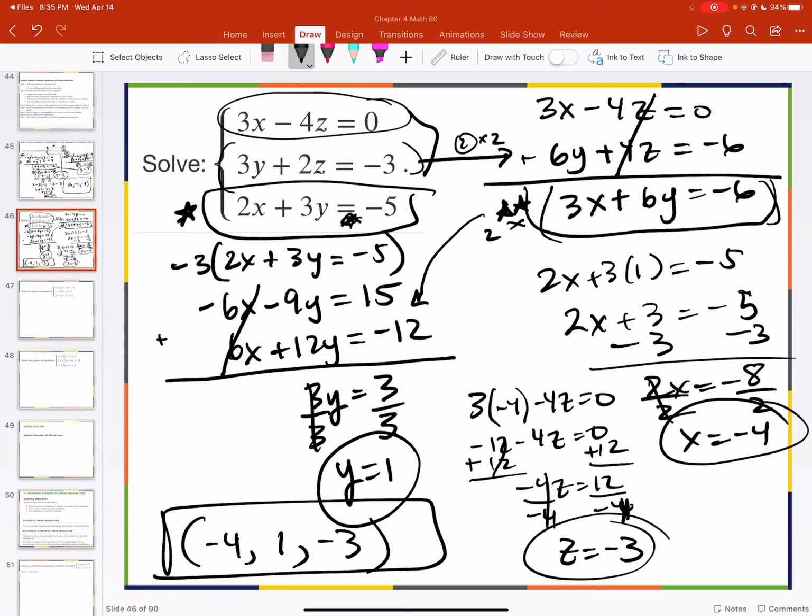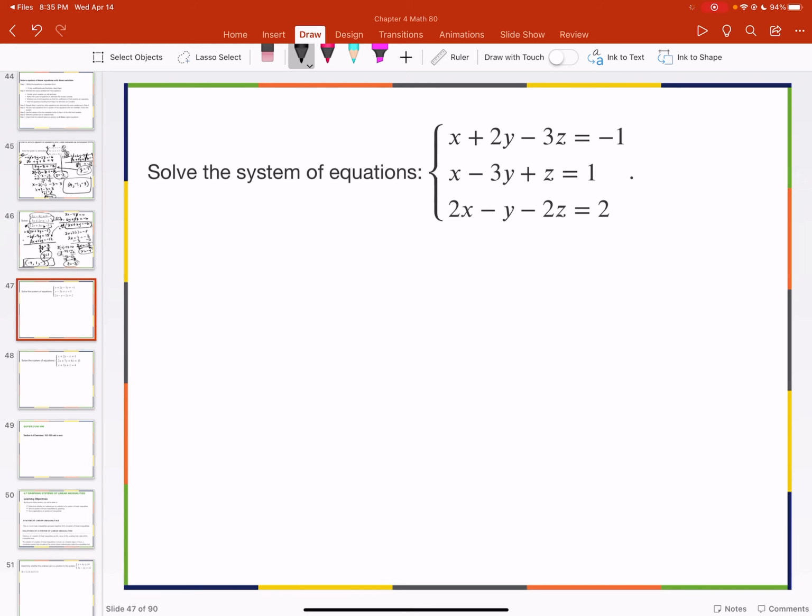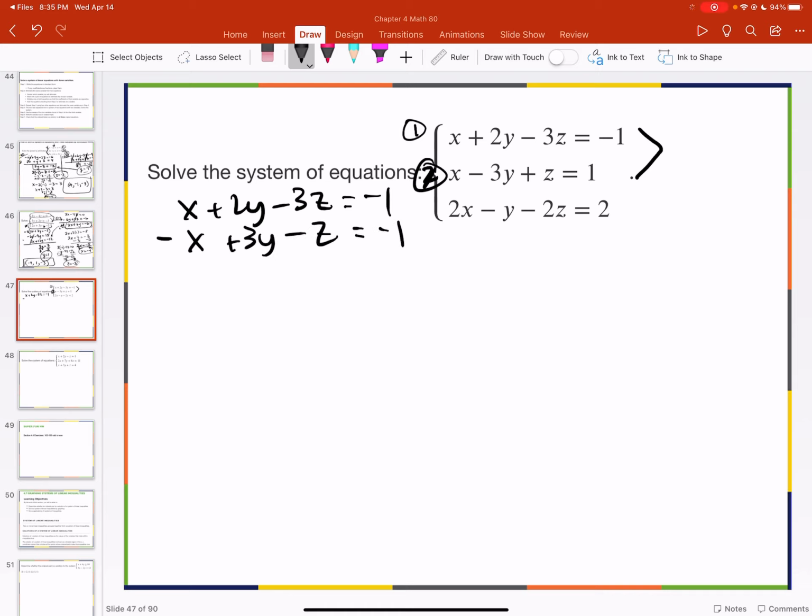So then you can kind of see what's happening. We're doing more of the same. Let's go ahead and do one more here. This one I'll cancel out x, I guess, because it seems pretty easy here. I'll take the first one, x plus 2y minus 3z equals negative 1, and multiply the bottom one by a negative. Multiplying the second equation by negative 1, I get negative x plus 3y minus z equals negative 1. Combining them, 5y minus 4z is equal to negative 2.